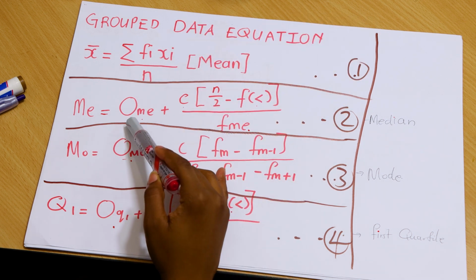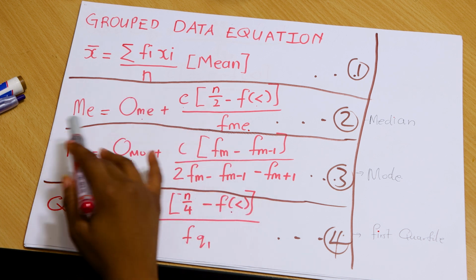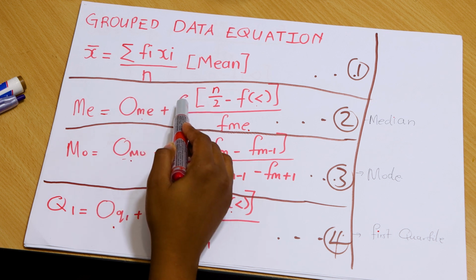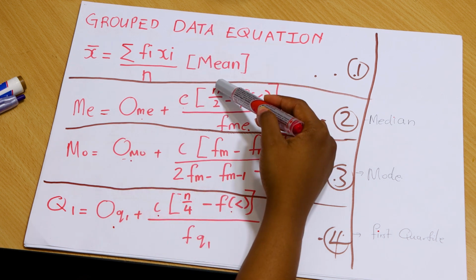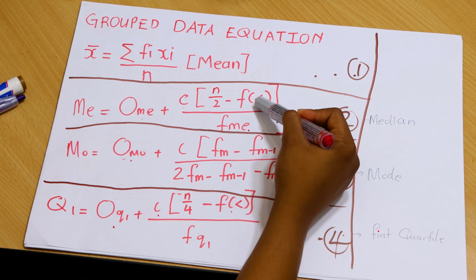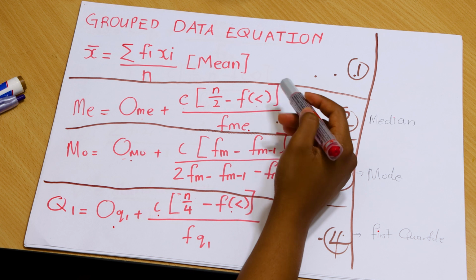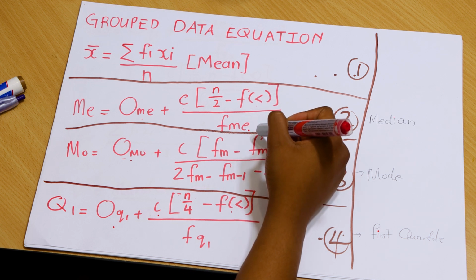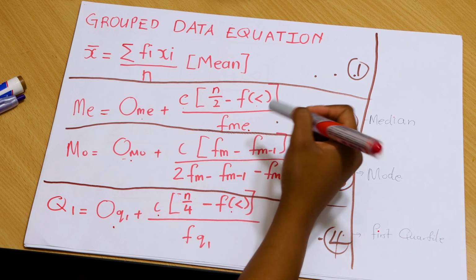Then this is the equation of the median. In this equation, this shows the lower limit of the median interval. C is the class width, n is the sample size, and then this is the cumulative frequency of the interval before the median interval, and the frequency of the median interval. I'm going to show you and explain the steps that you should follow when you're calculating the median.